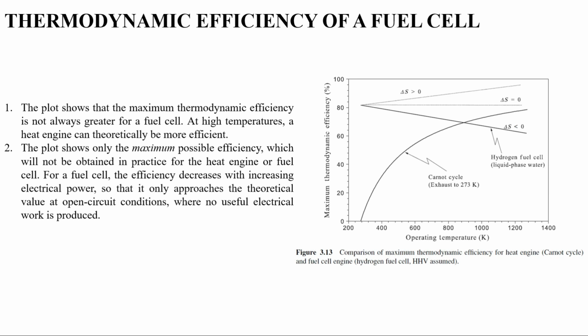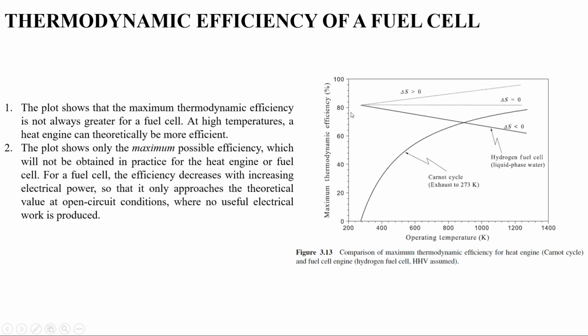Now look at the graph. This graph is basically a comparison of maximum thermodynamic efficiency for a heat engine and a fuel cell engine. We have compared the thermodynamic efficiency of heat engine and fuel cell engine. We have considered an ideal case. Means for heat engine the ideal case is the Carnot cycle, and we have considered a fuel cell in which we have a reversible process.